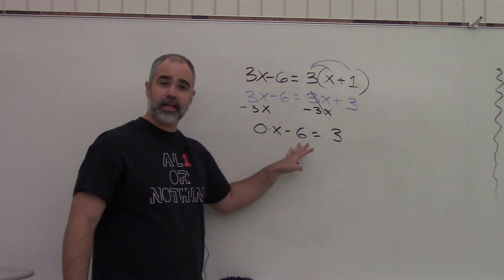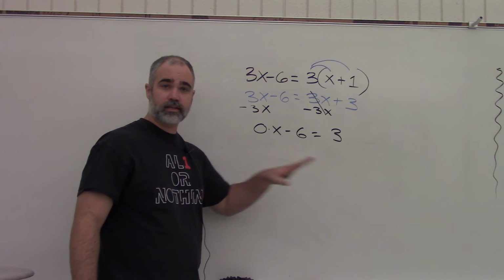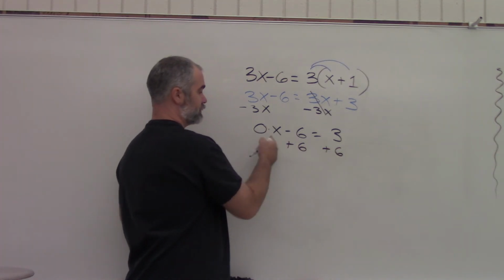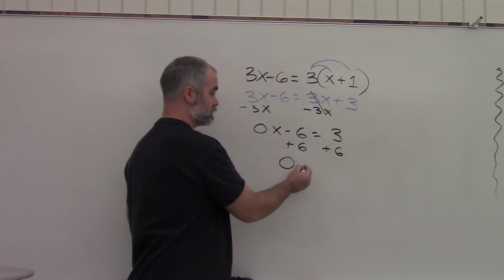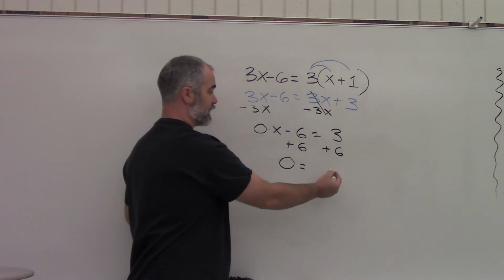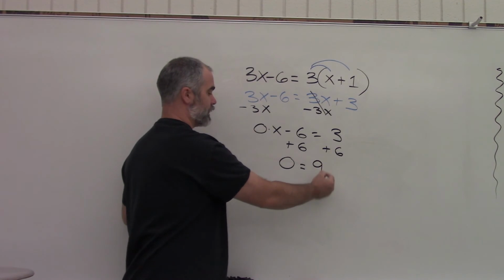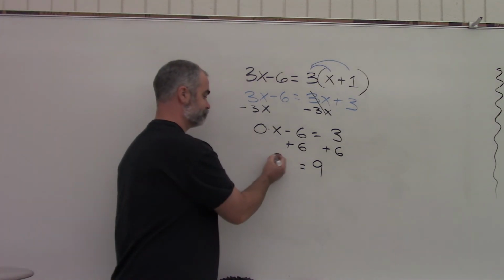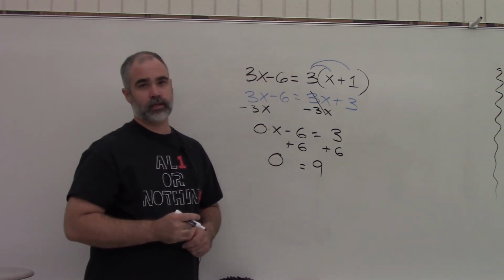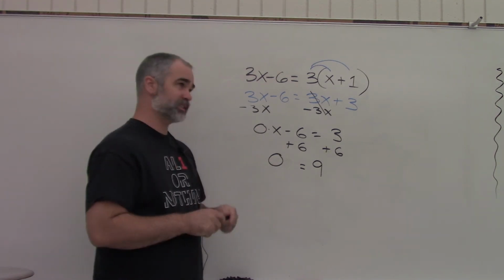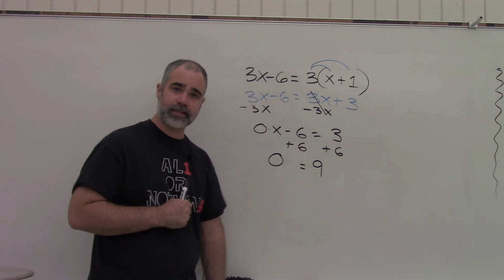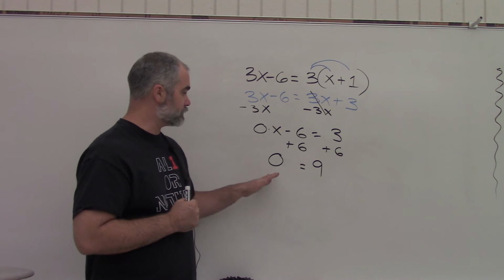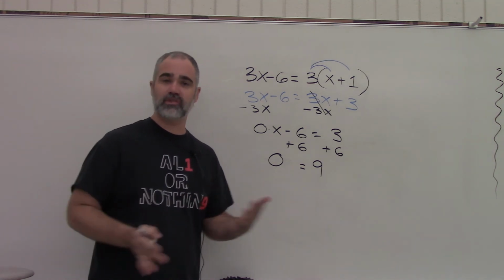And I'm going to go ahead and finish the problem, get x on one side, numbers on the other. I'm going to add 6 to both sides. 0 times x is 0. 3 plus 6 is 9. So I have 0x equals 9. Is this a true statement? Are 0 and 9 the same thing? The answer is no. These are totally different numbers, and they're never going to be the same.